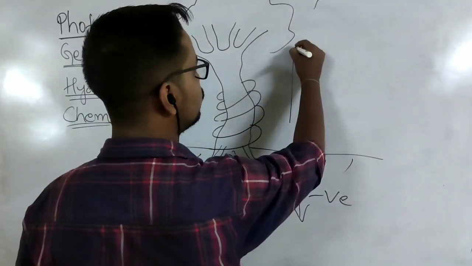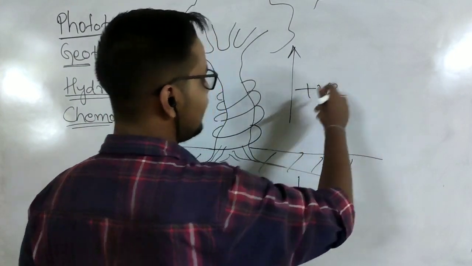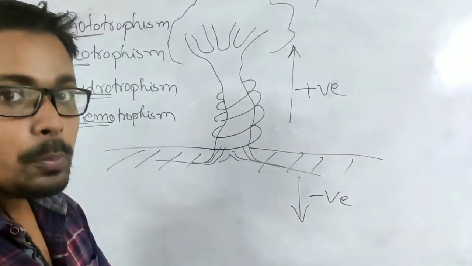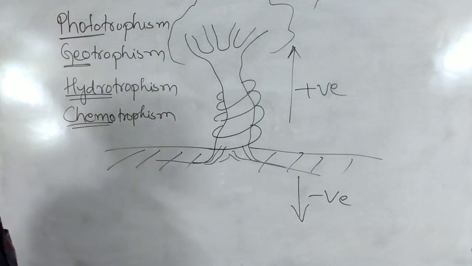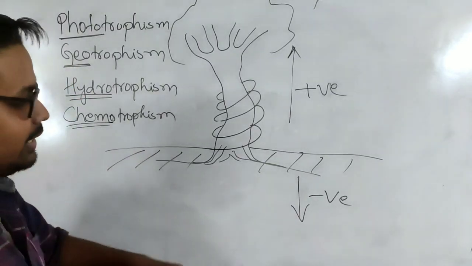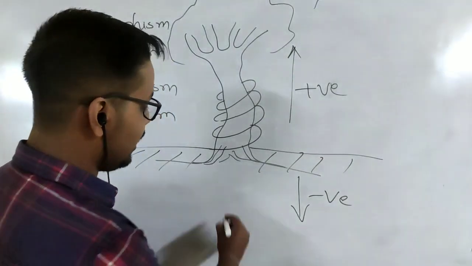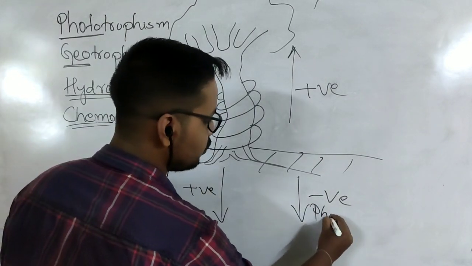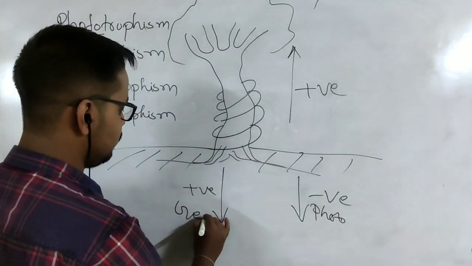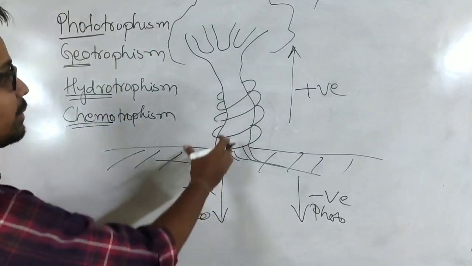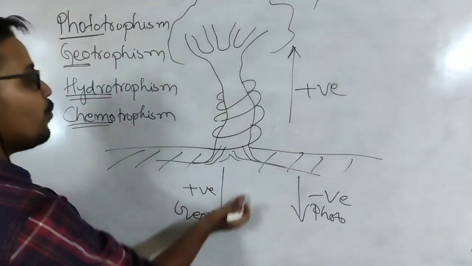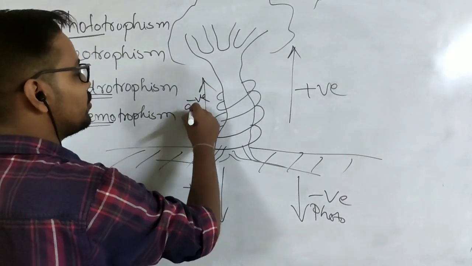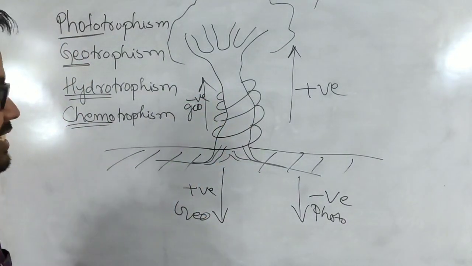So as this grows towards the light, it is called positive, and this is called negative as it is going away. Exactly the opposite case occurs in case of geotrophism. As geo means earth, the roots become positive because they are growing towards the earth. This is for photo, this is for geo. But what happens to the shoot? As it is growing away from the earth, it becomes negatively geotrophic. Hope I make sense here.